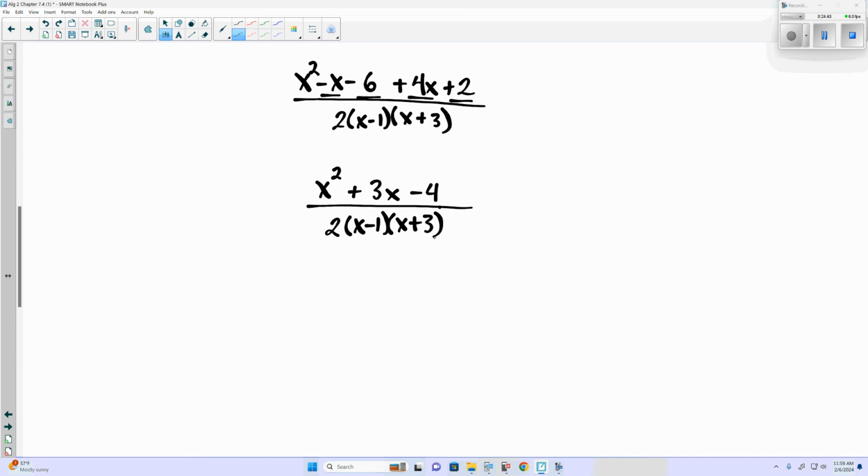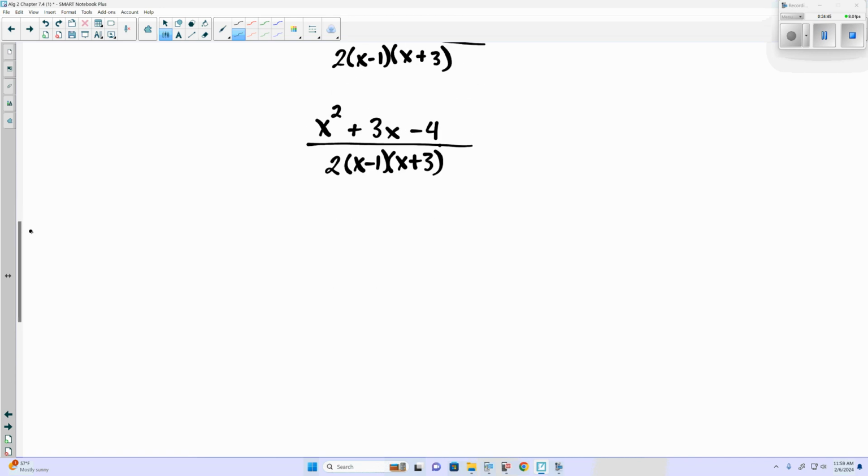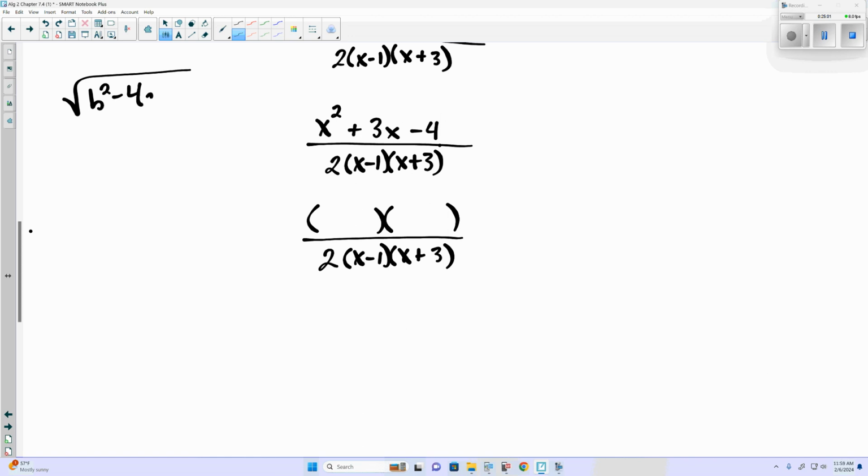Now the last thing we need to do before we call this finished is we need to factor this numerator, x squared plus 3x minus 4. This one is the first one we've had that actually does factor. And again, an easy way to check with quadratics is our b squared minus 4ac. And this is again referring back to our ax squared plus bx plus c.